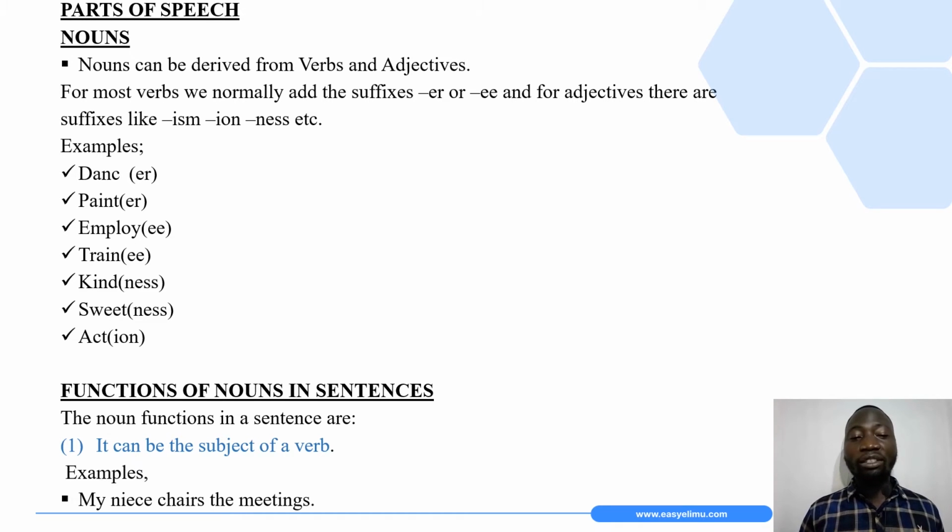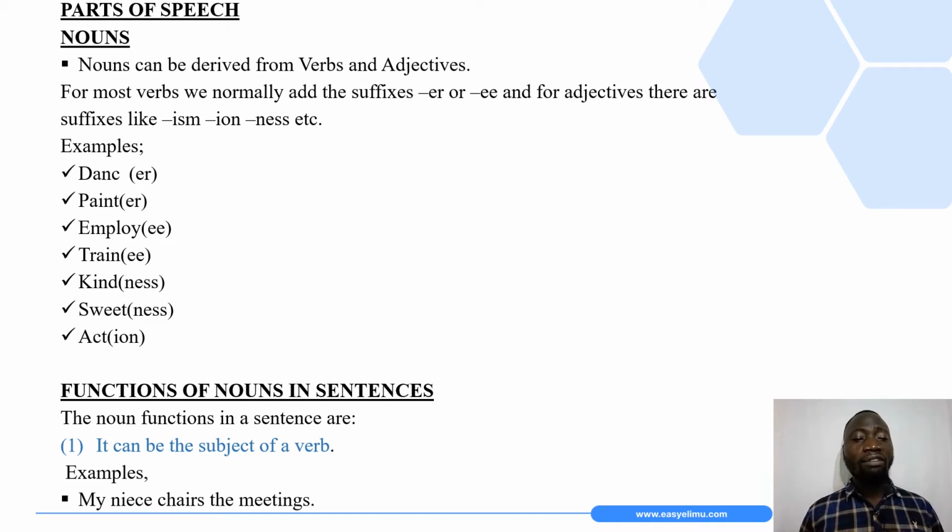For the third example, we have the verb employ. To employ is to offer someone a job so that they are able to earn something. So we can add the ending ee to employ to form a new word. The new word that will be formed is employee, and this is now a noun. It refers to one who is employed or given a job opportunity in, say, a company or an institution.